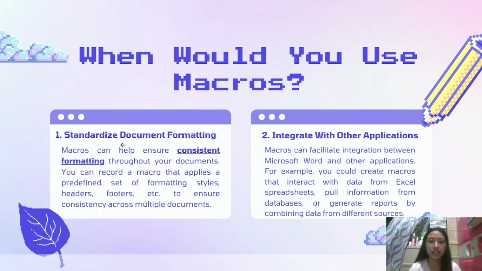Number 2, integrate with other applications. One of the most powerful uses of macros is the ability to connect Microsoft Word with other applications such as Excel, Outlook, or Access. Sa macros, pwede tayong mag-import ng data mula sa Excel papuntang Word at kaya naman gumawa tayo ng mga reports na gumagamit ng iba't ibang information mula sa iba't ibang sources. Nakakatulong ito lalo na kapag maraming sources ang kailangan sa report or analysis na gagawin natin.